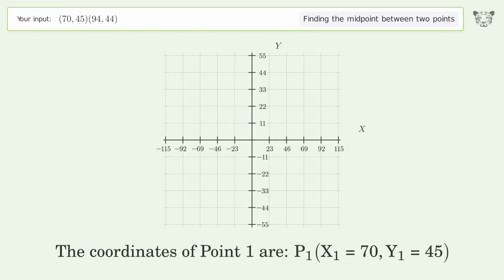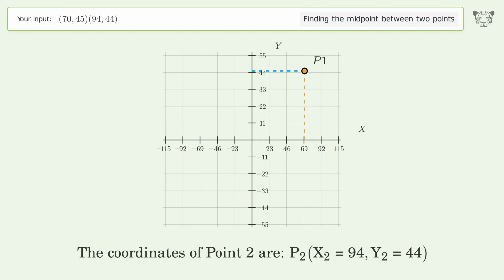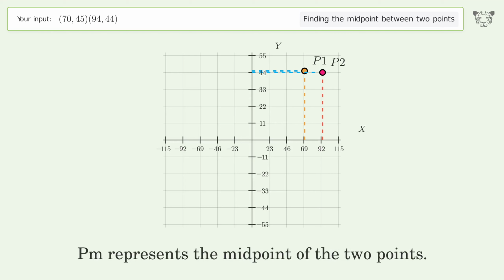The coordinates of point 1 are, x1 equals 70, y1 equals 45. The coordinates of point 2 are, x2 equals 94, y2 equals 44. PM represents the midpoint of the 2 points.